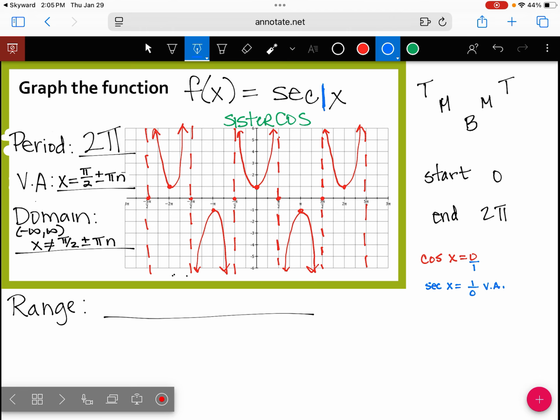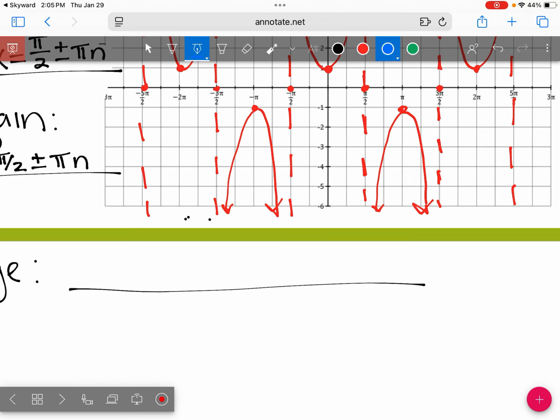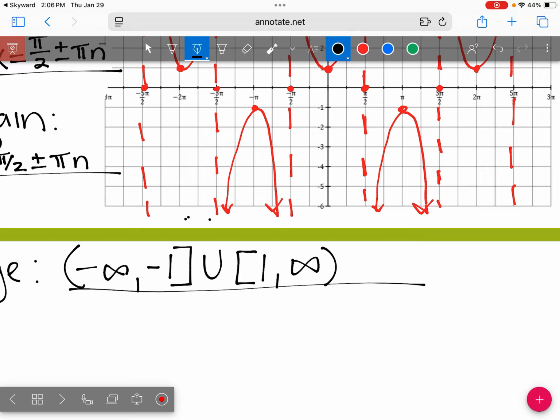All right, now let's talk about ranges. We have 2 different ranges. First, let's do the range for our frown. For my frown, it's negative infinity. And then where is the top of my frown? What is the y value equal right here? So it's negative infinity to negative 1. Bracket on the negative 1. Union. Now for my smile, the lowest point is positive 1, and it goes up.